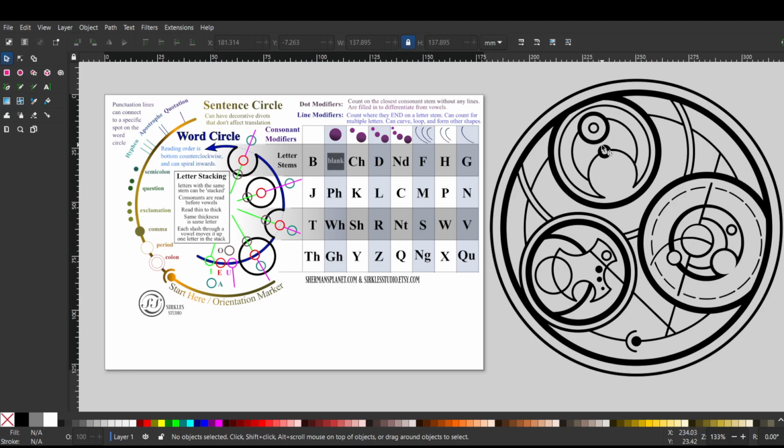Then we have an O, except instead of being by itself, it is attached to the H. And when letters are stacked, consonants are read before vowels. So we have the O attached to the H, so H-O, and then we have a P, 2 lines on it, and then the E attached to the P, right in the middle of it. So this is showing it unattached, and that is showing it attached.